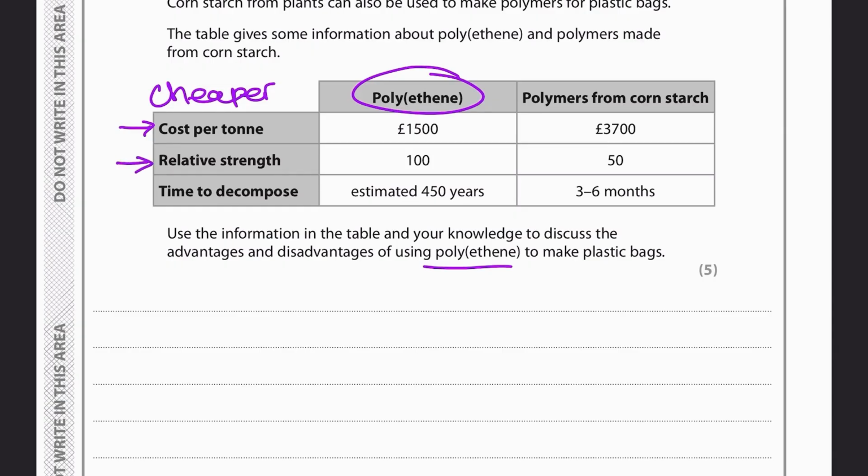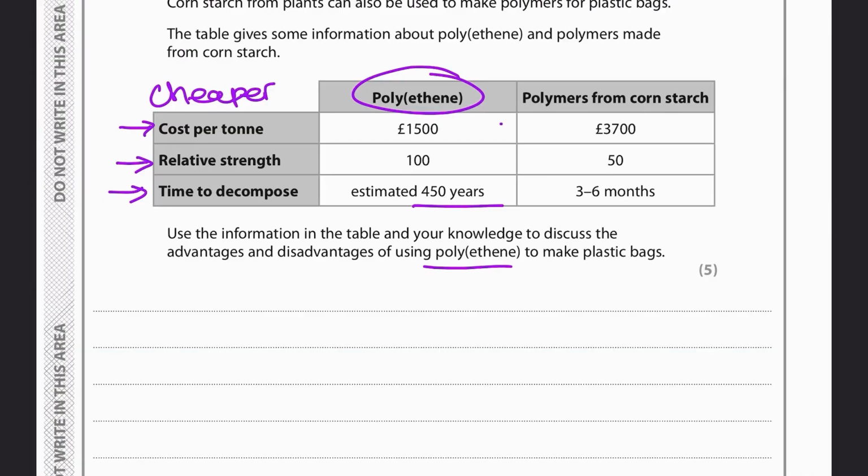The second row, what is my take-home message from the second row? What's the strength like? Looks like it is stronger. In fact, you can use data, like really say it's twice as strong as cornstarch. 100 is twice of 50, stronger. And then the third row here, time to decompose. Ooh, that is not good, isn't it? That takes 450 years to decompose.